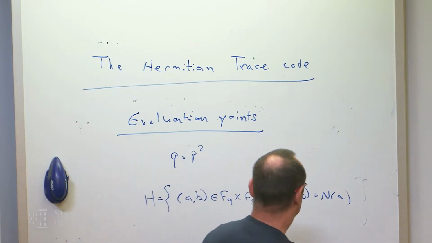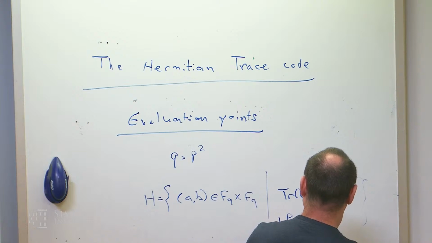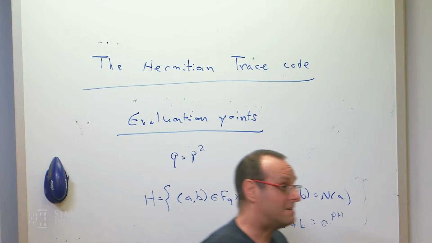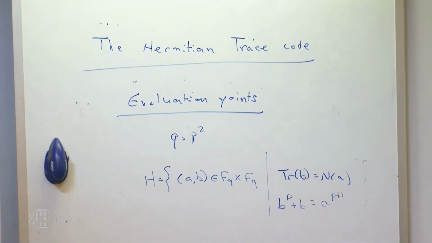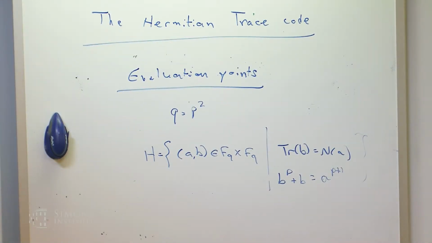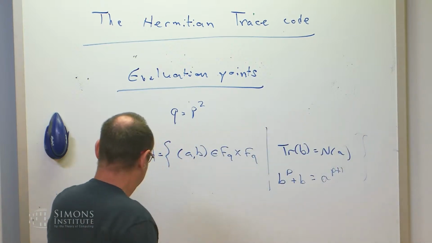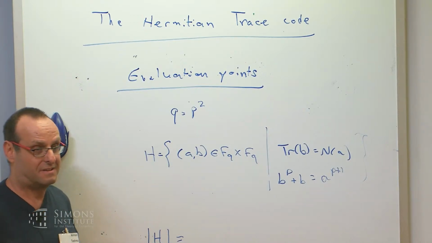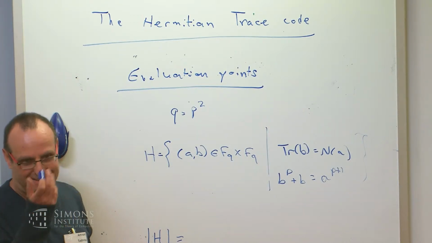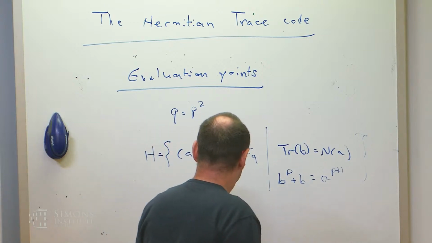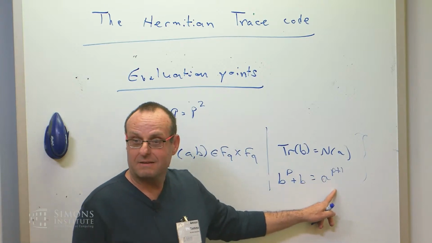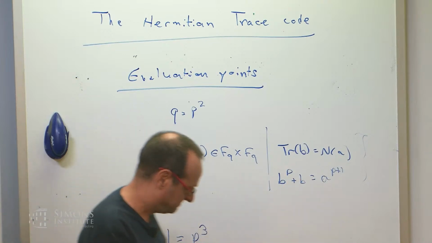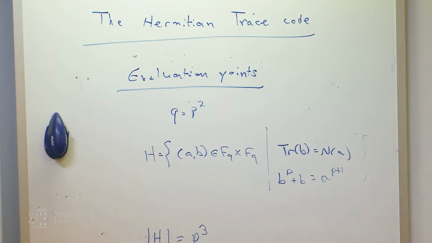And so let's write it explicitly. It means that b^p + b = a^(p+1). Okay? So these are the rational points of a curve, and these are the evaluation points. Just let's see that we are together. What is the size of H? Yeah, it's p cubed. Why? Because for every element a, the norm of a is in F_p, and then there are p solutions. Okay? So this is the set of evaluation points.